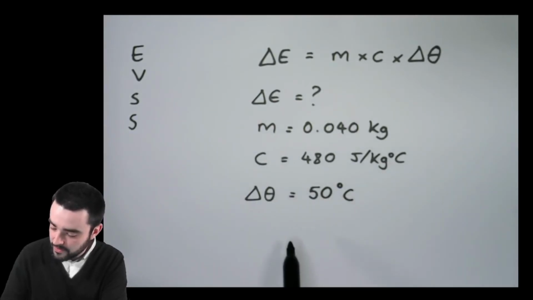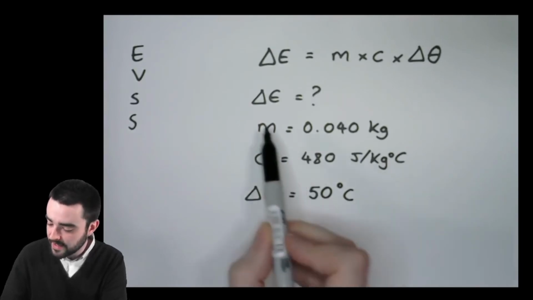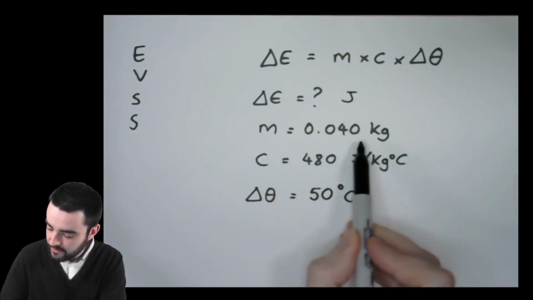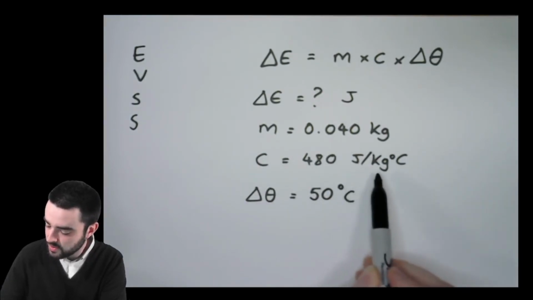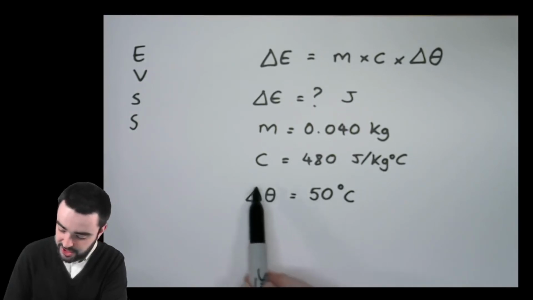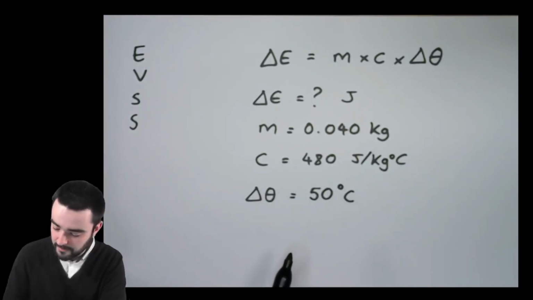Okay, so we've now got these. We can check, are they base SI? Well, that's the one we're looking for, which will be in joules. Kilograms for mass, yep, that's fine. Joules per kilogram per degree C, that's fine. 50 degrees C, and that is my change in temperature, so that's fine as well.